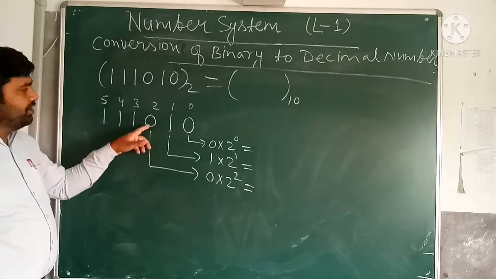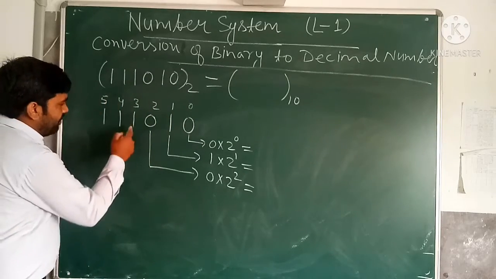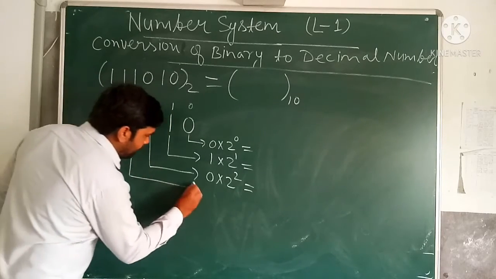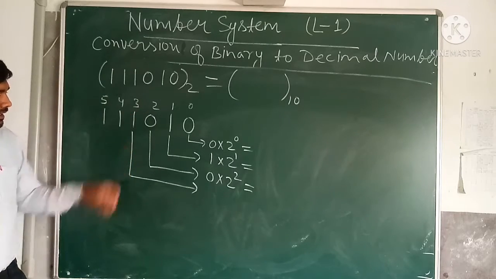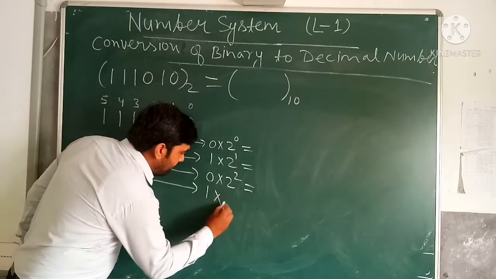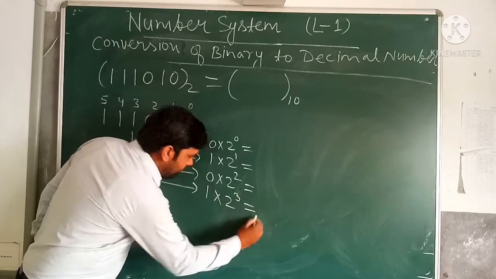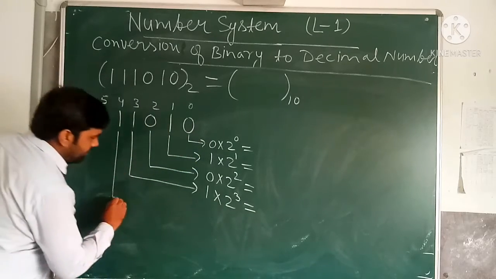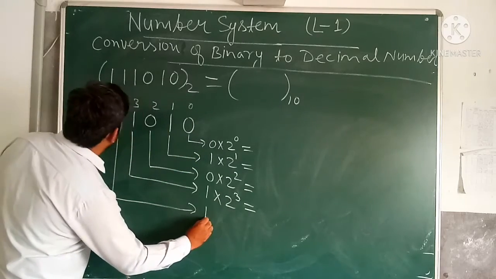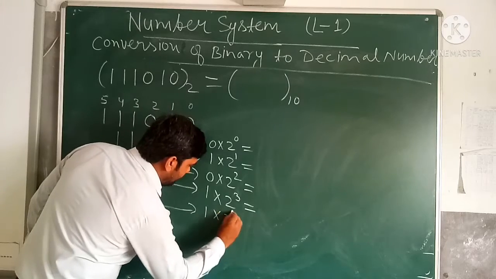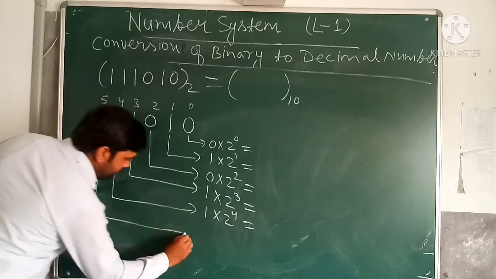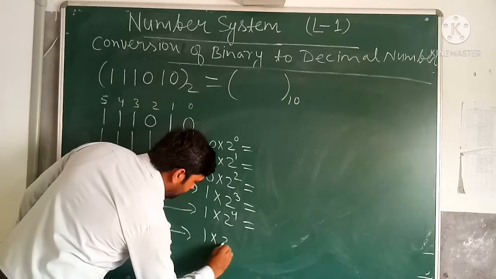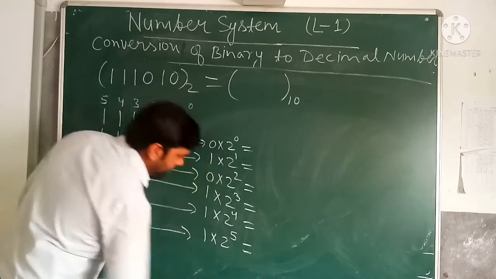The positional value of this 0 digit is 2, and the positional value of this 1 is 3. So we write 1 multiplied by 2 to the power 3. Next, this 1 multiplied by 2 to the power 4. Next, 1 multiplied by 2 to the power 5.